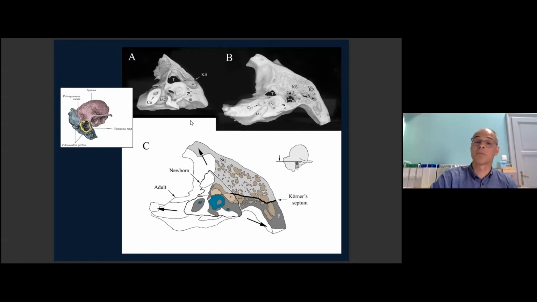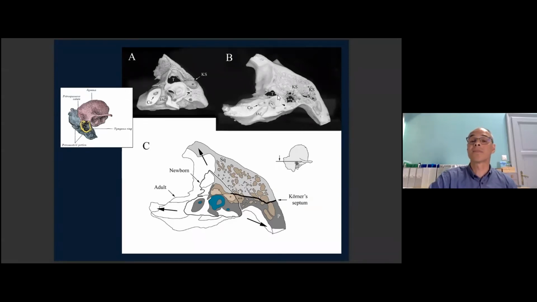Right temporal bone, horizontal cut in a newborn and in an adult at the level of the lateral semicircular canal, lateral to the inner ear, cochlea and vestibule. Lateral to the inner ear, we can find the tympanic cavity in newborn and in adult. Here is the cochlea, internal auditory canal, and the vestibule.